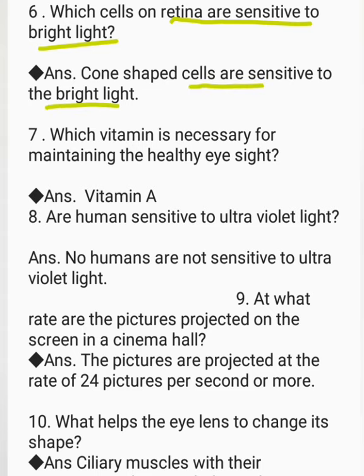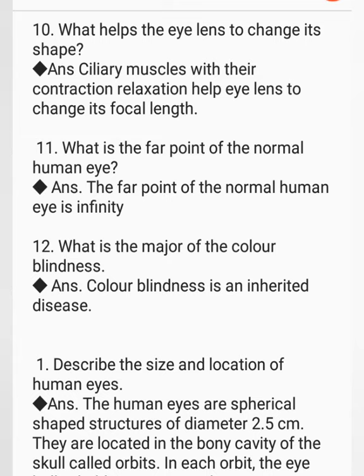Now next question. Which vitamin is necessary for maintaining healthy eyesight? Vitamin A. Are humans sensitive to ultraviolet light? No, humans are not sensitive to ultraviolet light. Next question. At what rate are the pictures projected on the screen in a cinema hall? The pictures are projected at the rate of 24 pictures per second or more. Now next question. What helps the eye lens to change its shape? Ciliary muscles, with their contraction and relaxation, help the eye lens to change its focal length.